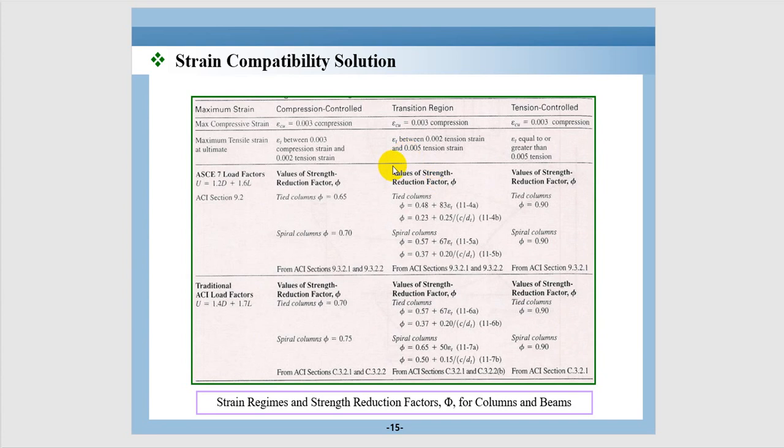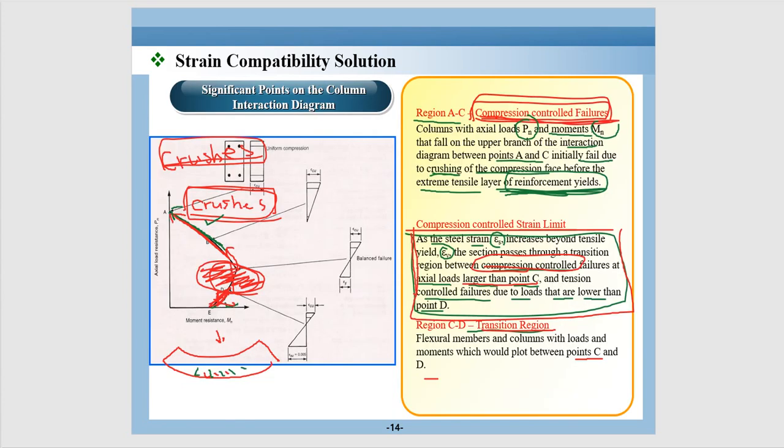So we have a design regime for compression controlled, transition, and tension controlled. If you take a look right there, this is what that is. I'm going to erase some of them here. If you take a look here, this is the compression control region, the tension control region, and this is the transition region.